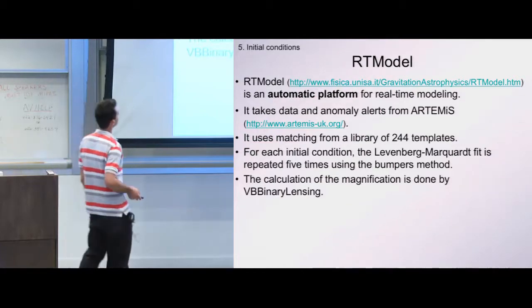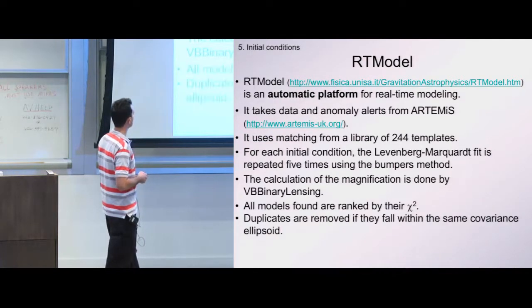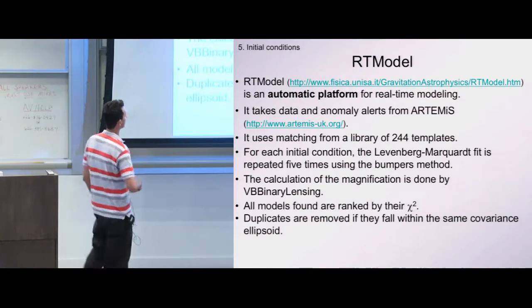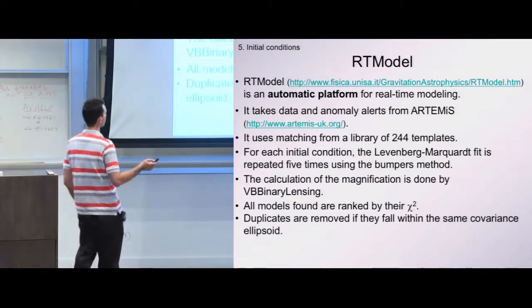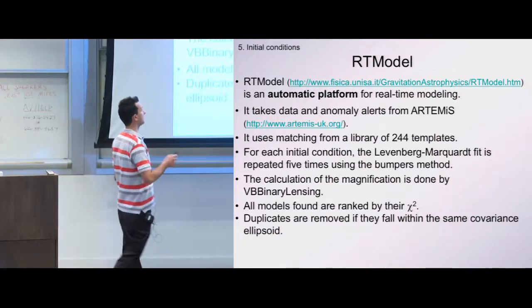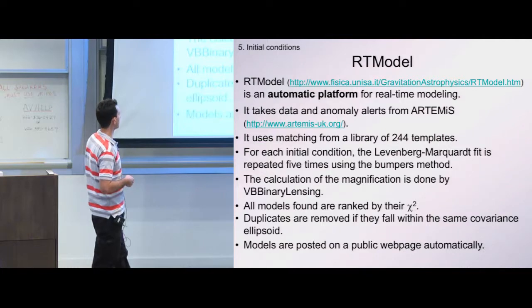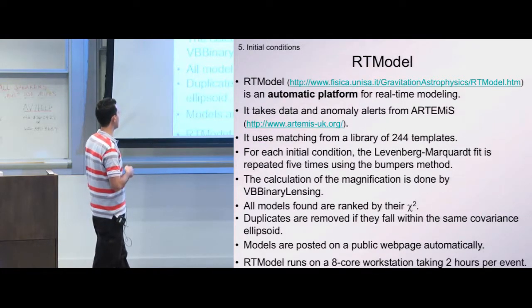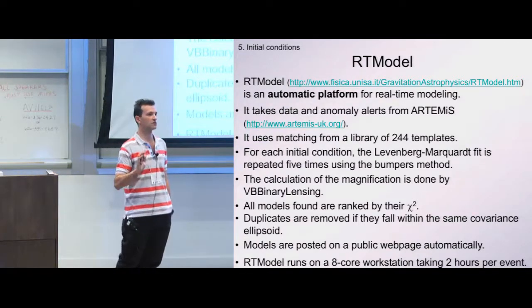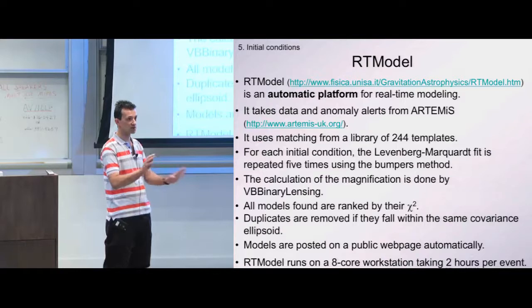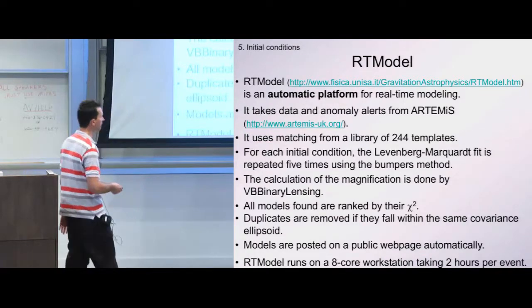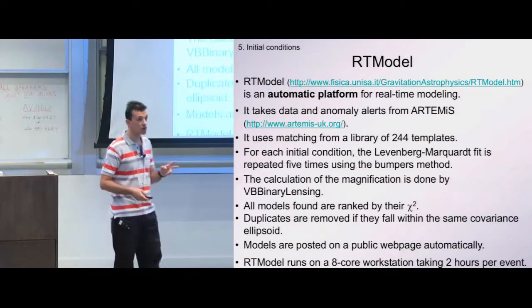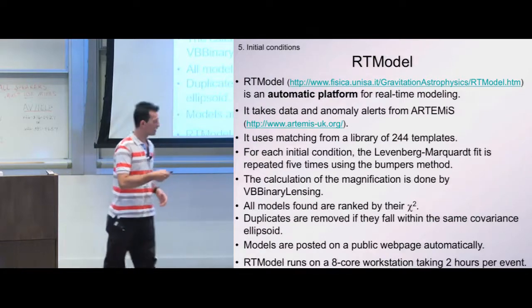The calculation is done using VBBinaryLensing, of course, and all models are ranked by their chi-square. Duplicates are removed if they fall within the same covariance ellipsoid, and then models are posted on the public web page. It runs on an 8-core workstation, so a single computer, not a cluster, and it can do everything in 2 hours per event.